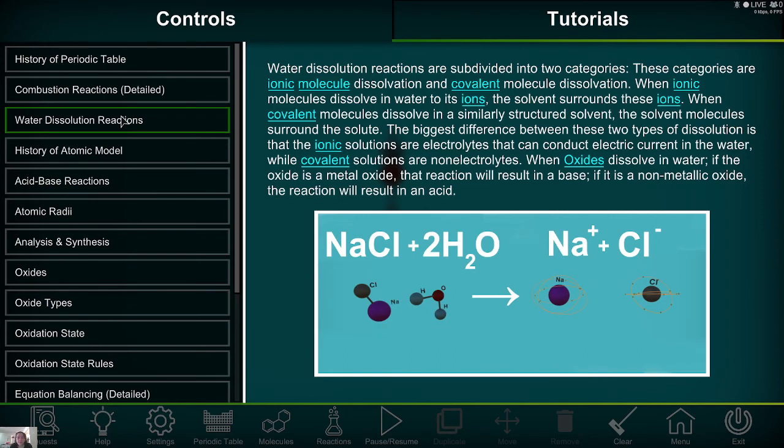When covalent molecules dissolve in a similarly structured solvent, the solvent molecules surround the solute. The biggest difference between these two types of dissolution is that the ionic solutions are electrolytes that can conduct electric current in the water, while covalent solutions are non-electrolytes. When oxides dissolve in water, if the oxide is a metal oxide, that reaction will result in a base. If it is a non-metallic oxide, the reaction will result in an acid.